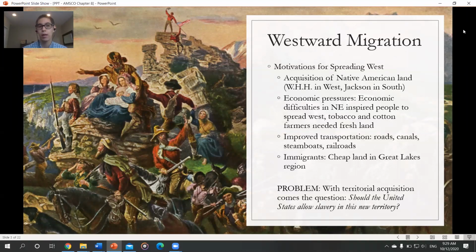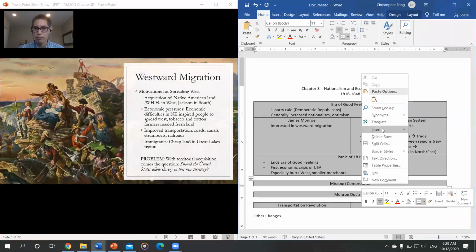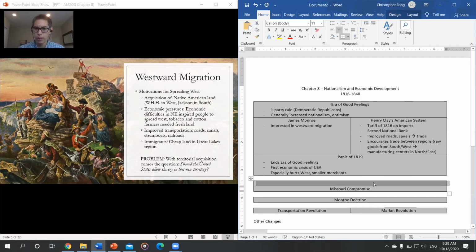And then for immigrants who are just coming to the US, this was relatively cheap land. And so it was a chance for them to get a plot of land for relatively cheap and kind of start a new life, I suppose. And so I'm actually going to add westward migration just above the Missouri Compromise because they're related.